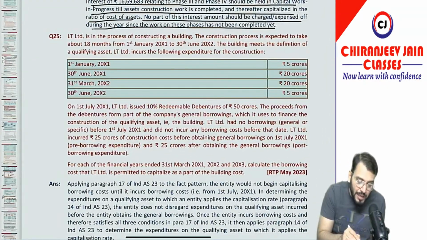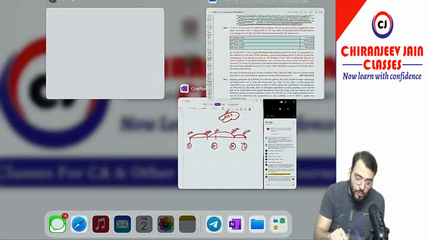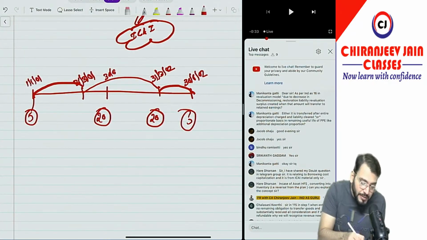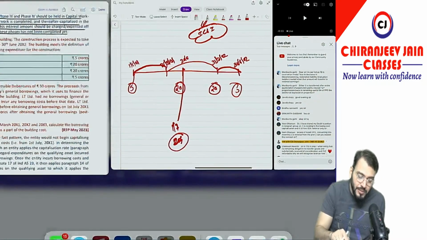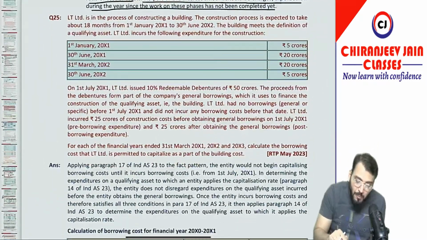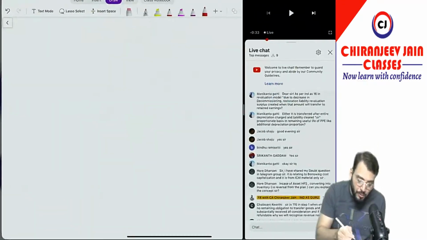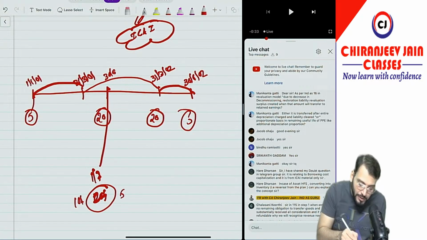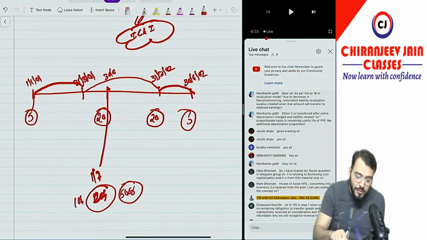On 1st July 2001, LT Limited issued 10% redeemable debentures. So 1st July will be somewhere here. They have issued debentures of what amount? 50 crore. 10% and the amount is 50 crore.